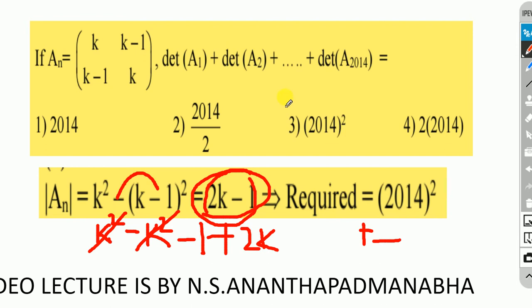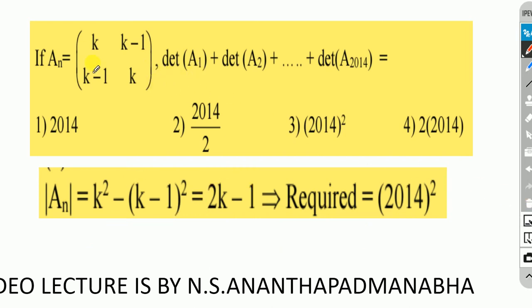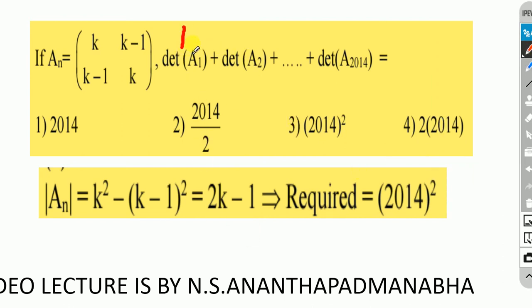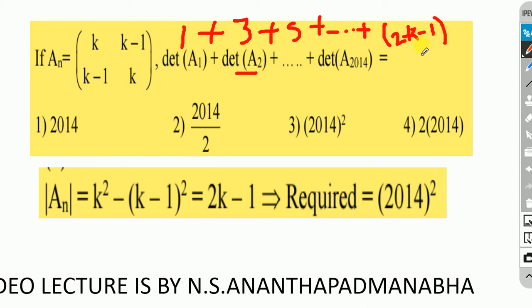That is, I have an odd number of terms. You can observe that when you put k equal to 1, the value of this is 2 into 1 minus 1, which is 1. So the determinant of A1 is 1. Similarly, when you put k equal to 2, the determinant of A2 becomes 4 minus 1, which is 3, and then 5 and so on. So I have 2k minus 1, with odd numbers as terms, and I have 2014 terms.